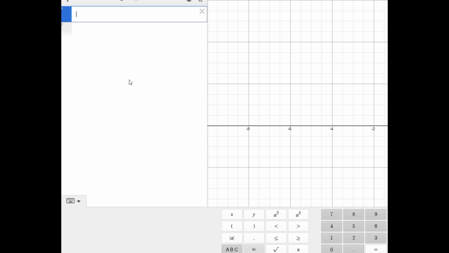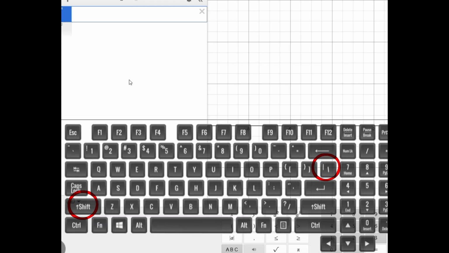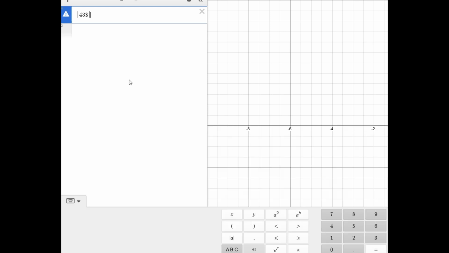Another key feature would be writing the modulus signs. There are two ways. You can click this button, or you have to hold Shift and press this button. I will show you. Just click it and you can write whatever you want and click it again. This will be in modulus. So, what if you don't have a keyboard? All you have to do is click this button right here and it will also appear.